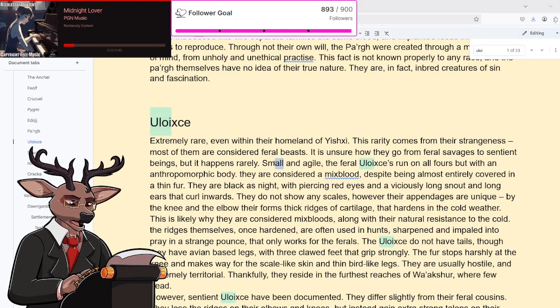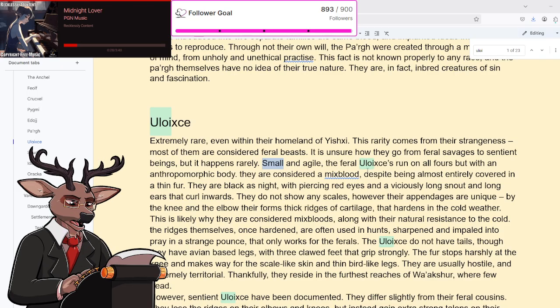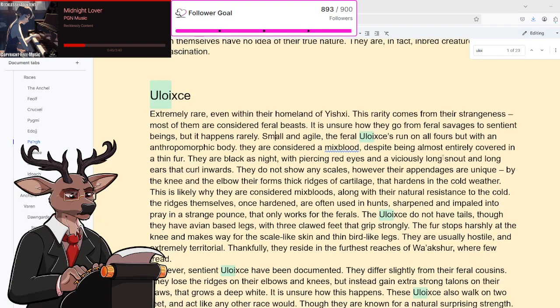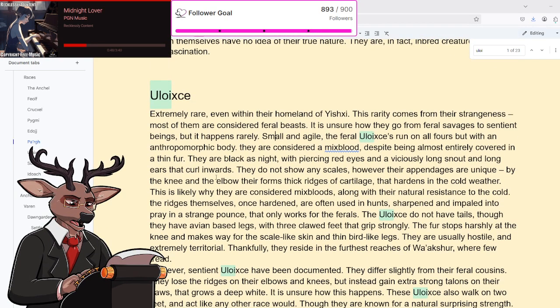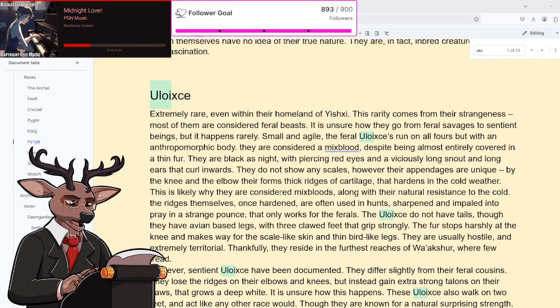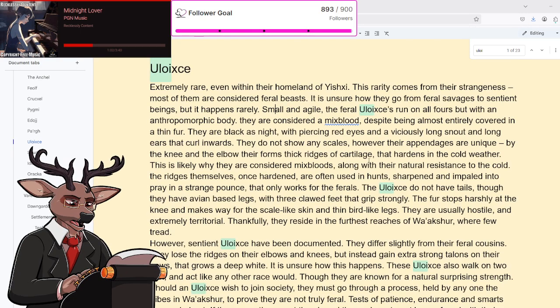See, I've written here small and agile. Ah, no, I should read what I wrote. Reading the card explains the card. Small and agile, the feral Oloichi run on all fours, but with an anthropomorphic body. They are considered a mixed blood despite being almost entirely covered in a thin fur. They are black as night, with piercing red eyes, a viciously long snout, and long ears that curl inwards. They don't have any scales, but by the knees and elbows they form thick ridges of cartilage that harden in the cold weather, and they can sharpen. This is why they are considered mixed bloods, along with their natural resistance to the cold.